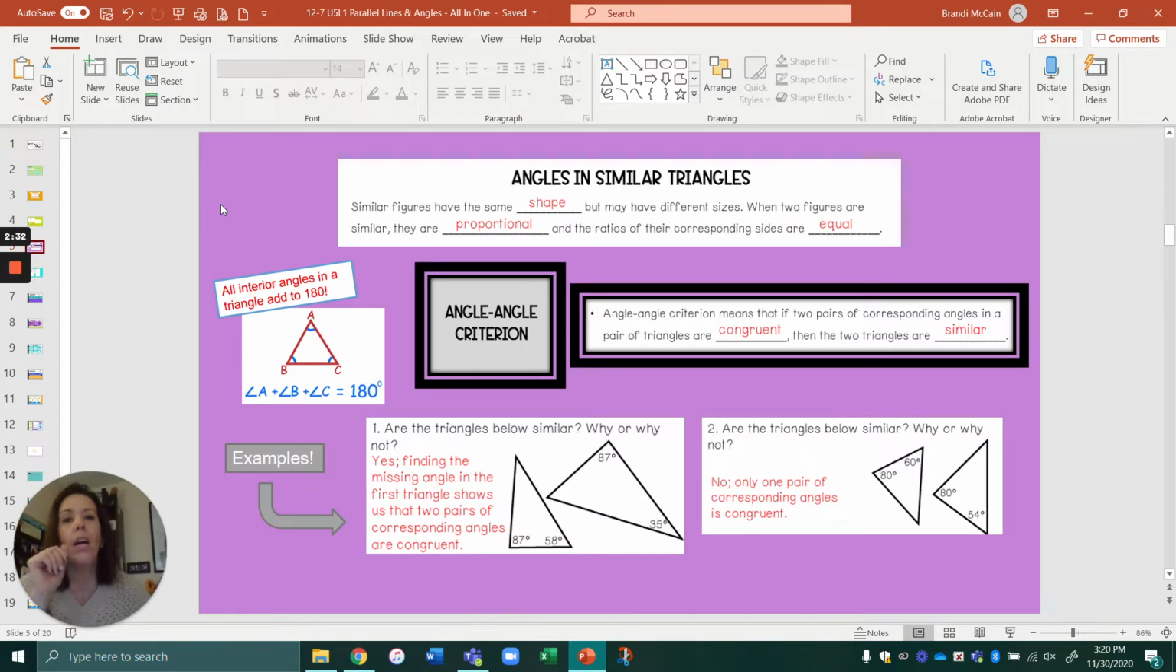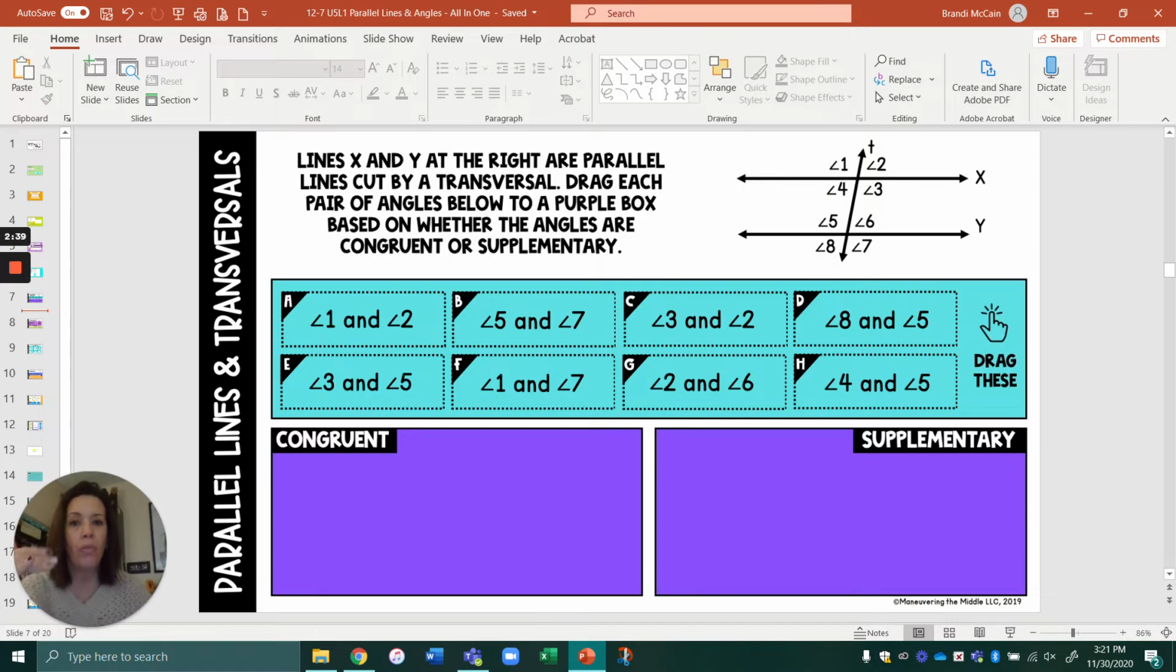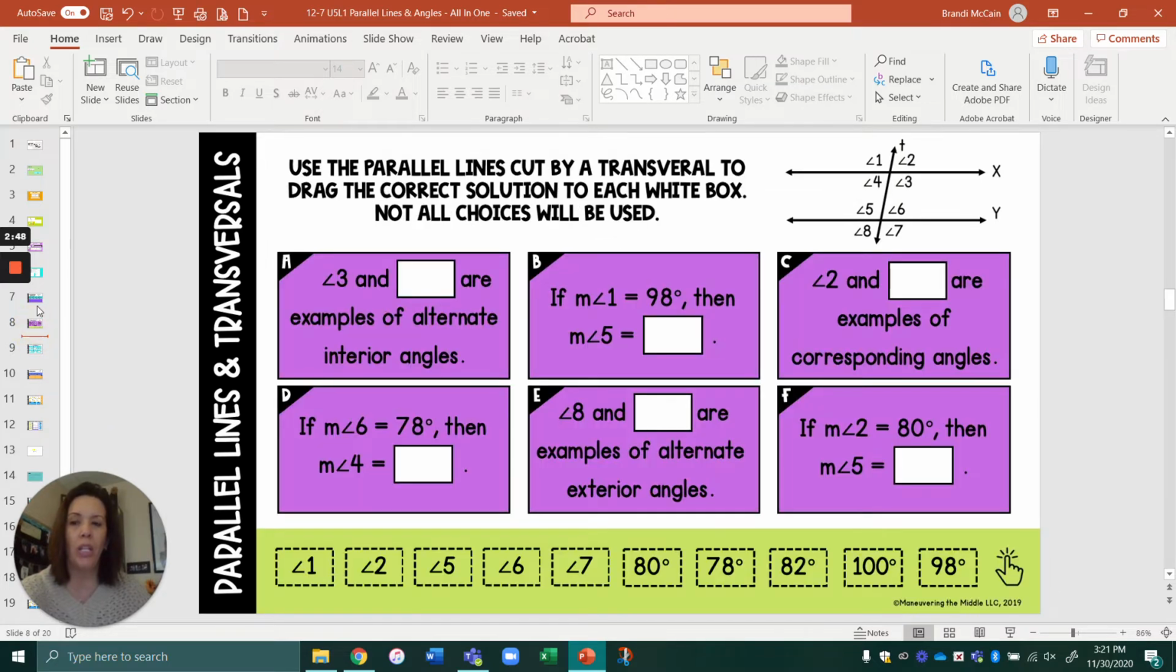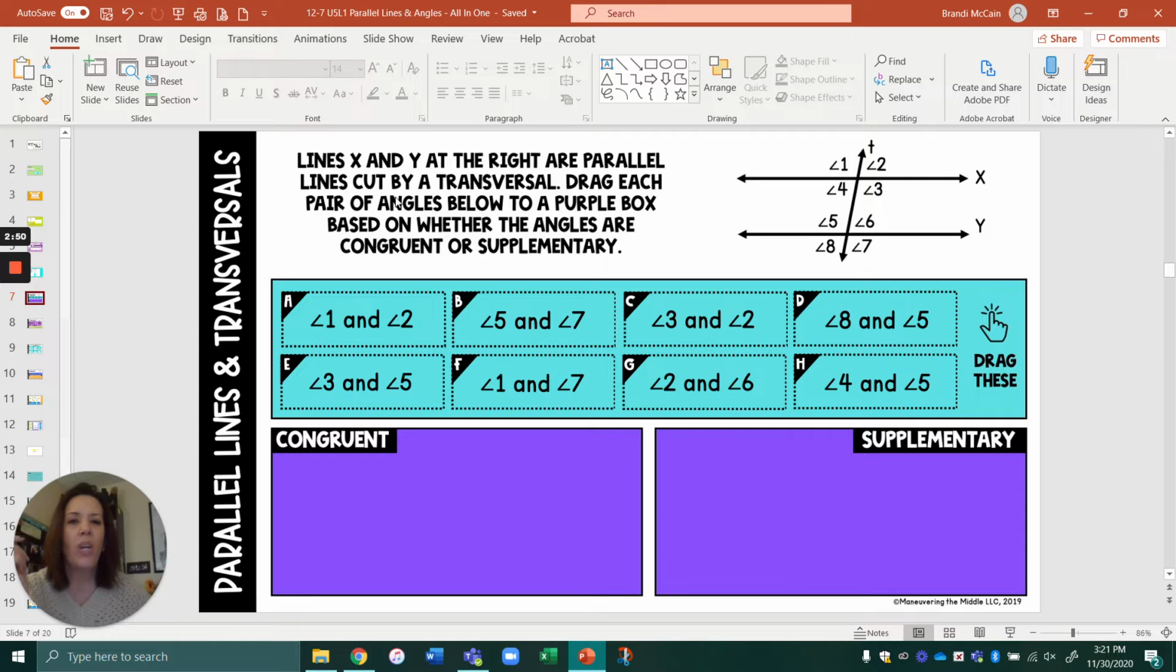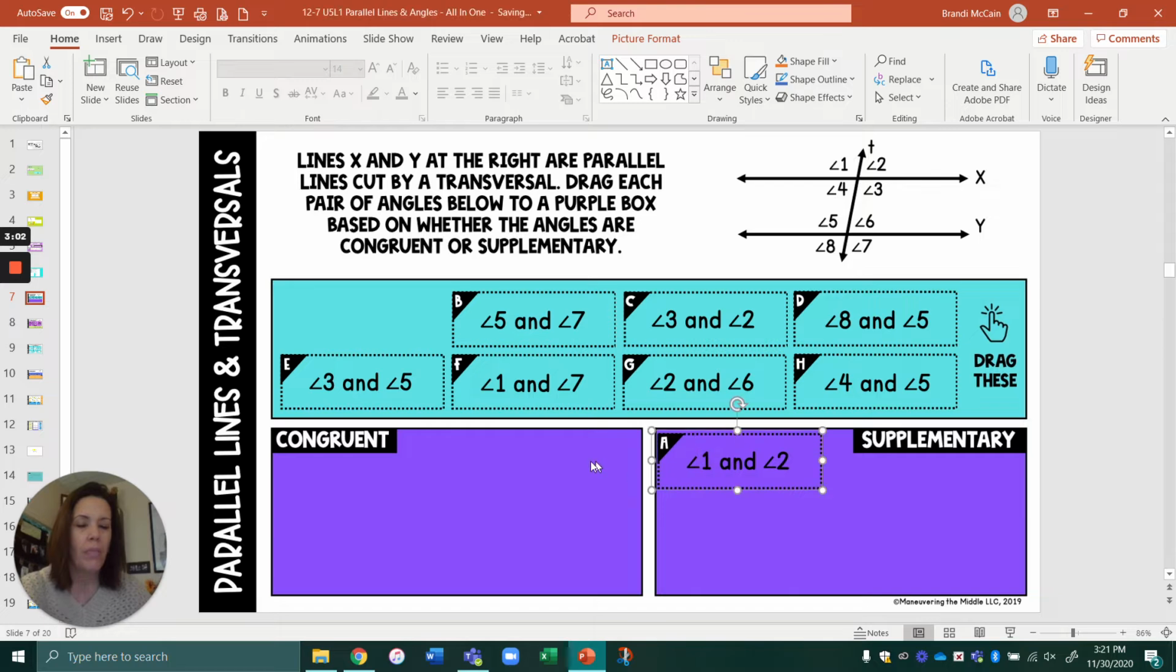All right. Then we go and talk about angles and similar triangles. So you will have questions about are they congruent or supplementary? Take two angles. Are they the same angle or do they add up to 180? And then you will have this one here. So let's look at one of these. So angle 1 and angle 2, well, are they the same? Well, this one's obtuse and this one's acute, so they're not the same. So if they're not congruent, they have to be supplementary. Okay, so you're going to do that slide.